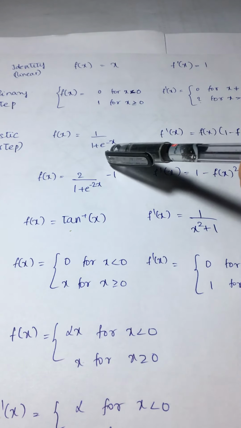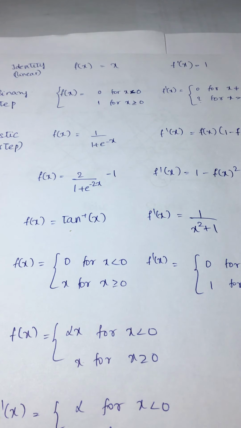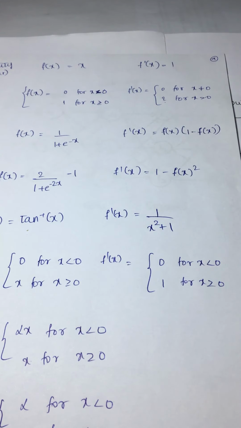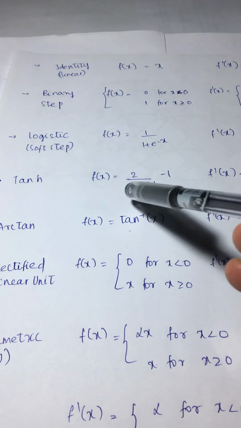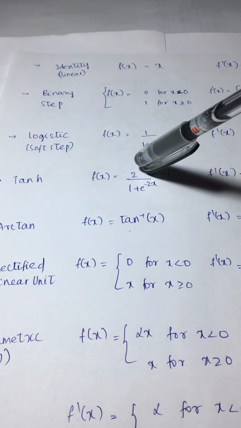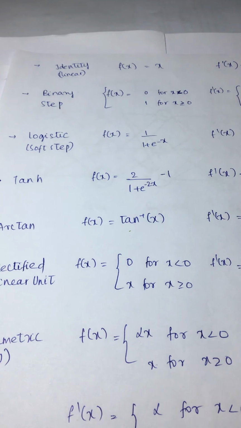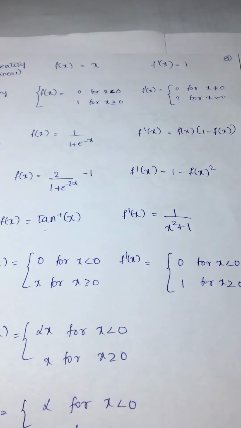This is basically the formula 1 by 1 plus e power of minus x. The derivative of that is this particular derivative of your sigmoid. Next is your tanh function, a tangential hyperbolic function. This is that particular formula, 2 by 1 plus e power minus 2x, and this is the derivative of it.